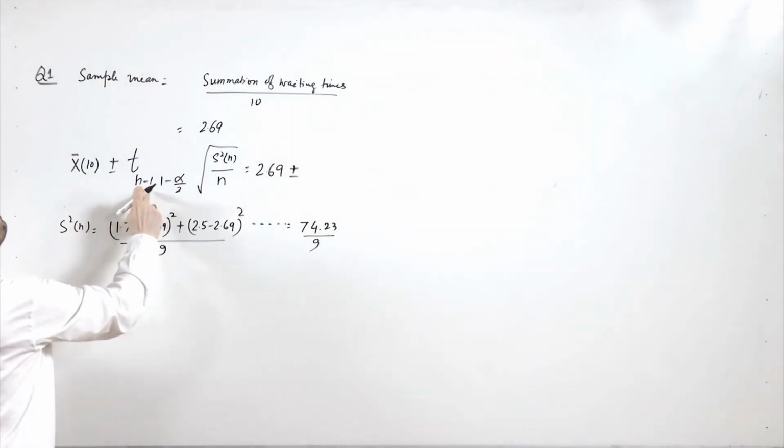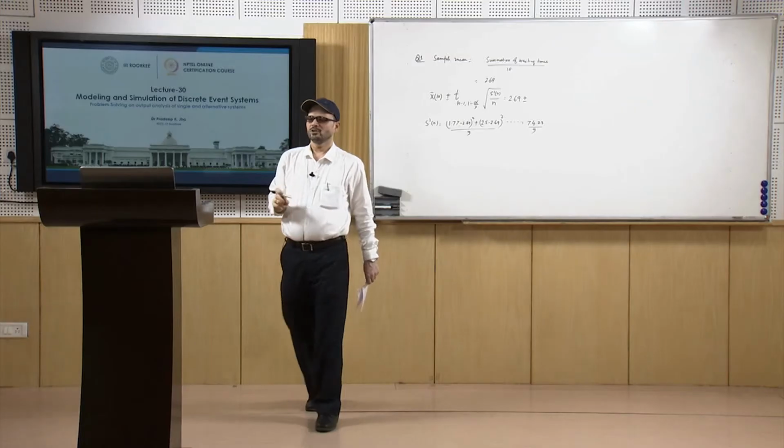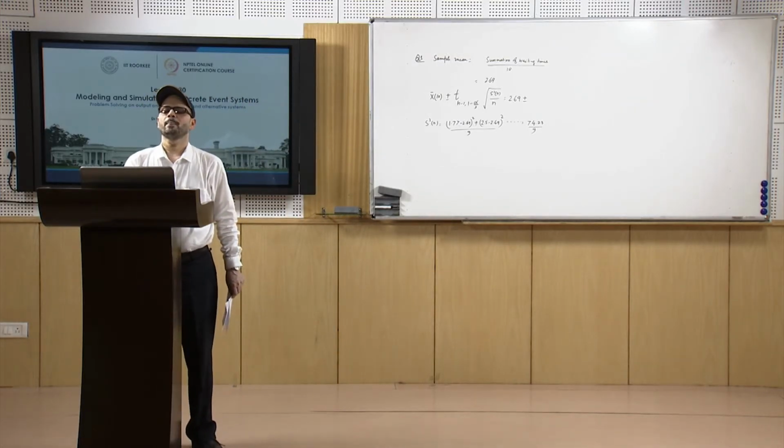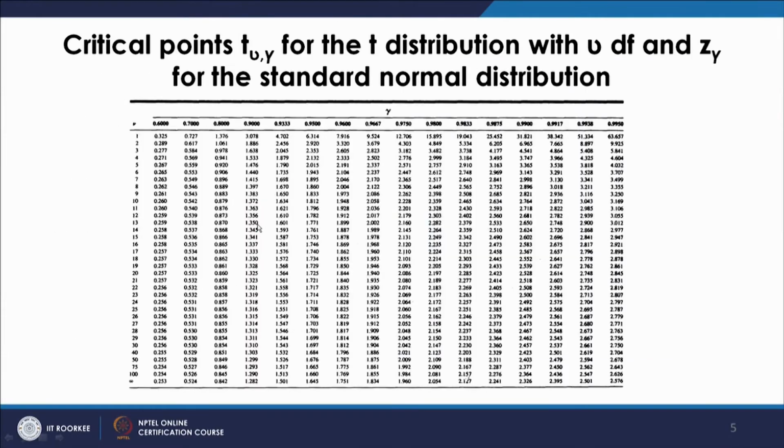Now, we have to see this value, n is 10. So, we have to look at the table. So, this table we will get here. Now, in this table we are going to see for this 9 we are going to get for 0.95. So, this 0.95 if you look at, this value comes out to be 1.833.